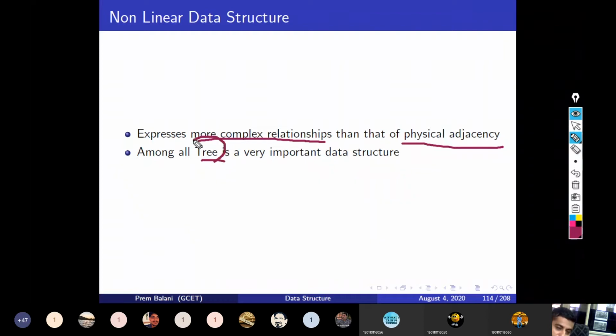Among all, tree is a very important and very popular non-linear data structure, and it is highly useful in many computer algorithms, in many computer applications, and in our day-to-day life also, right? You use a tree to symbolize something. For example, if you want to draw a family tree, right? Grandparent and parent.